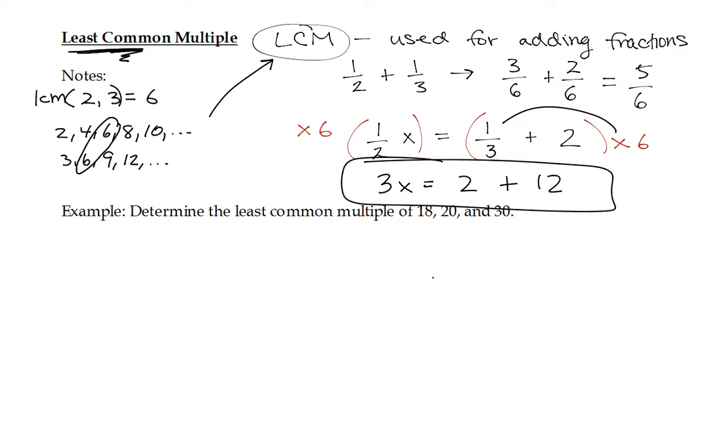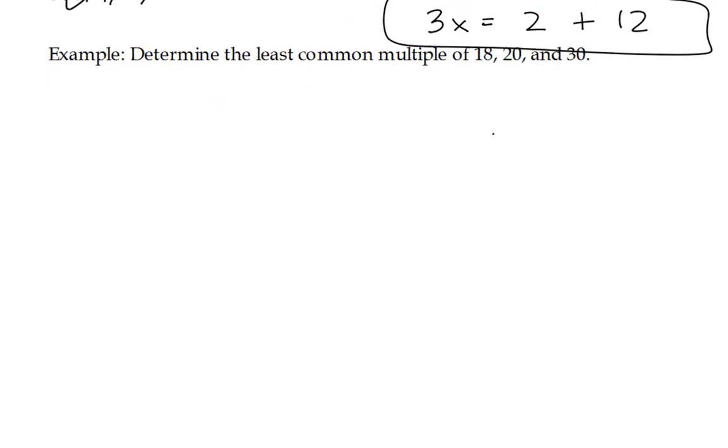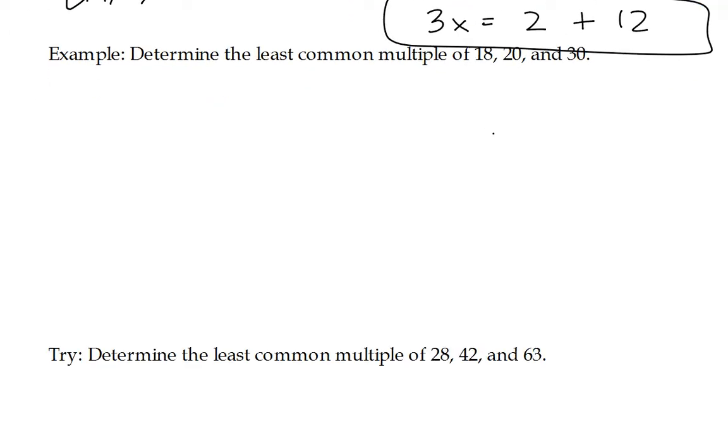5 and 1. So don't get those two confused. Don't screw up factor with multiple and get them mixed up. Okay? Now, determining the least common multiple for 18, 20, and 30, you can do that.